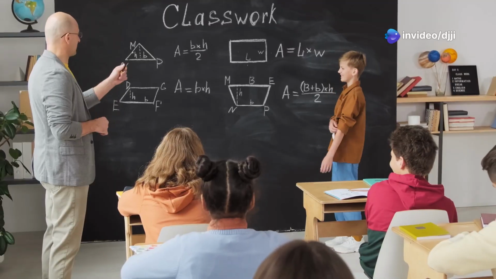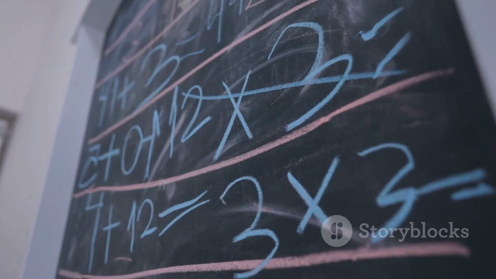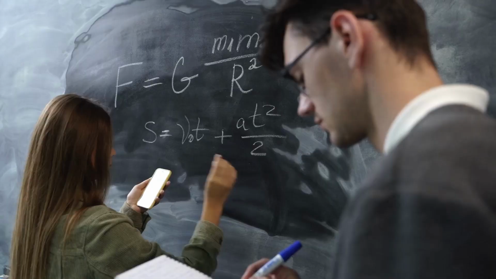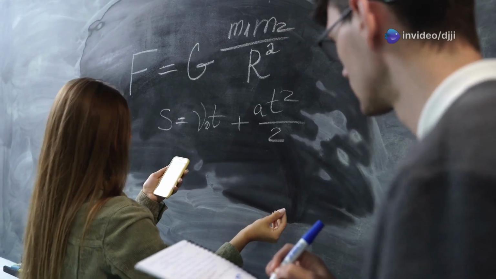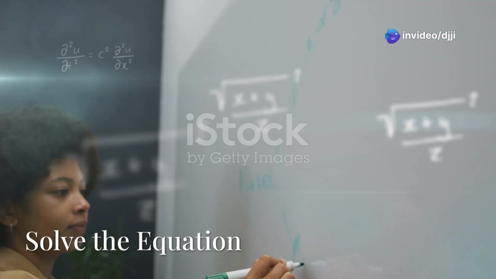2. Translate into a mathematical representation. Define variables. Assign variables, for example x, y, z, to represent unknown quantities in the problem. Write the equation. Translate the problem into a mathematical equation using the variables and given information.